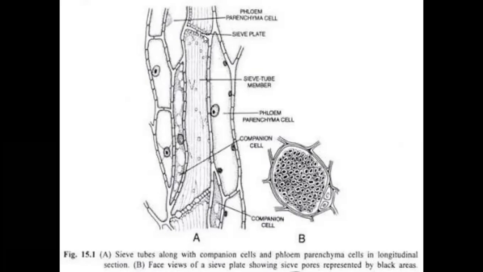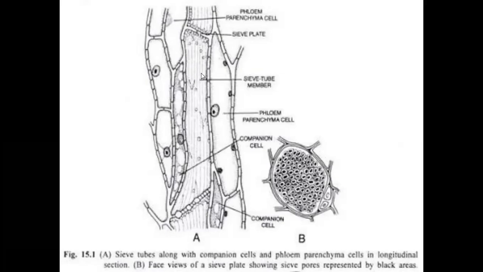Between two sieve tubes, there is a horizontal plate-like structure called the sieve plate. The sieve plate contains pore-like structures called sieve pores. During the translocation of organic solutes through the sieve tubes, some amount of organic solutes are deposited on the sieve plate. They look like a pyramid-like structure called callose.